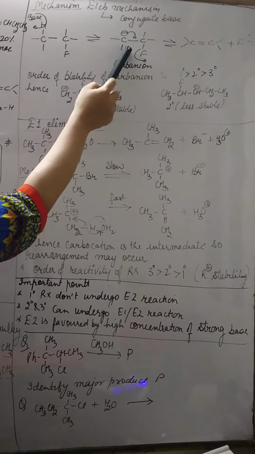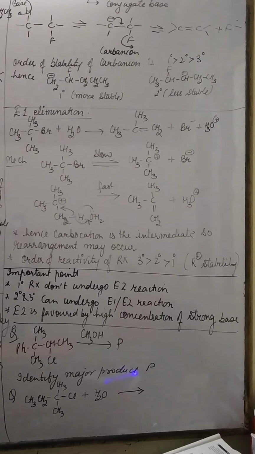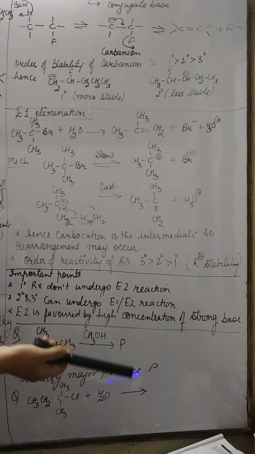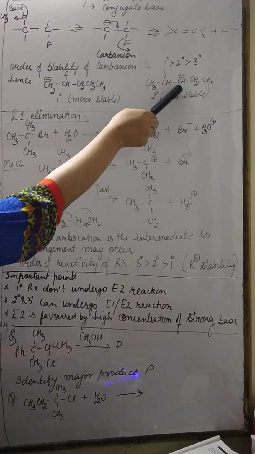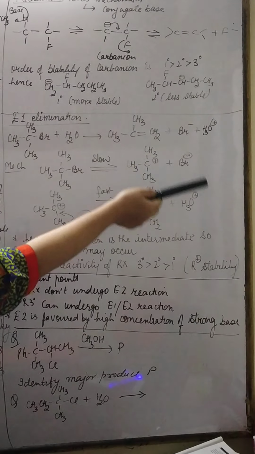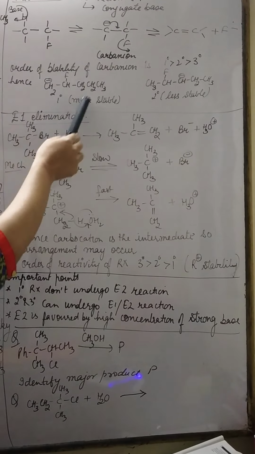So it is a carbanion, and the order of stability of carbanion, as we know, is 1 degree greater than 2 degree greater than 3 degree. 1 degree carbanion is more stable. Hence the elimination occurs from this carbon, and the double bond formed here would lead to the major product, right? So this is a 1 degree carbanion while this is a 2 degree carbanion, and it would be less stable. So the major product corresponds to this intermediate.